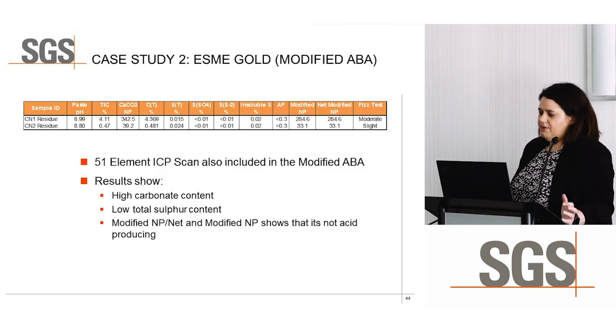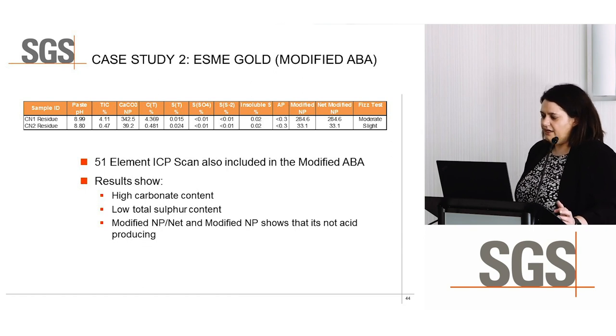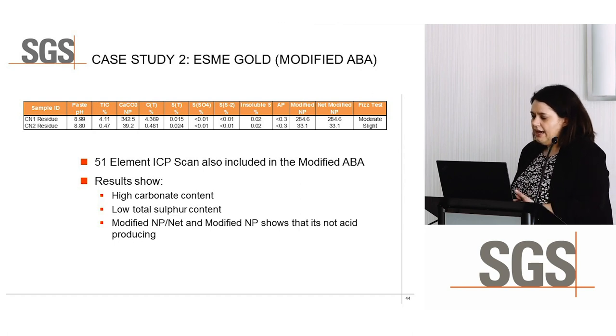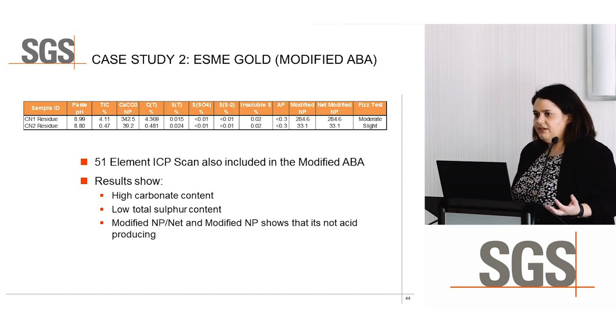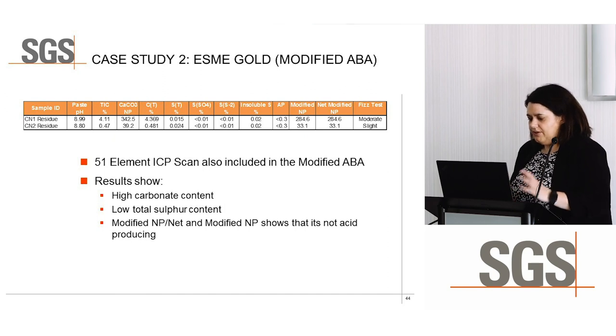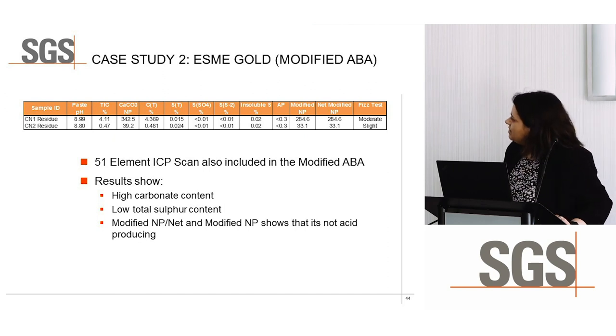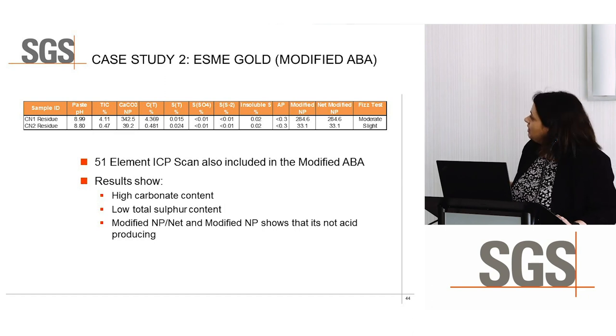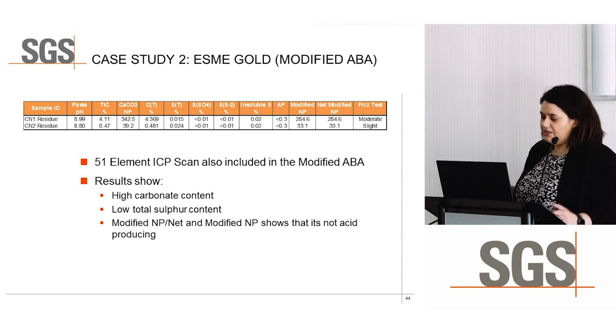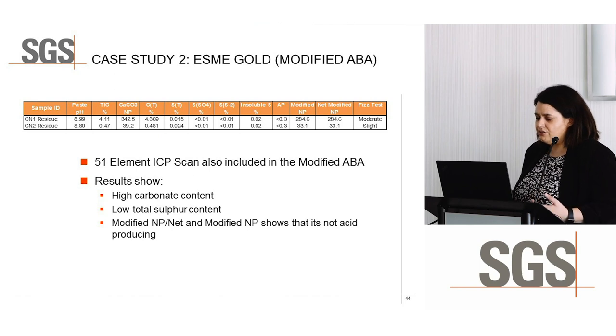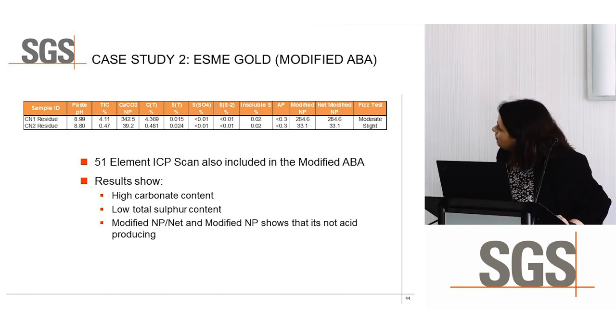We also did the modified ABA. So here we looked at the tailings, or basically the leach residues, and we did all the modified ABA testing in terms of paste pH, total inorganic carbon, carbonate carbon, and so forth. And we also did a 51 element ICP scan. And what it showed, you want to look at these two numbers here, the modified MP and the net MP. Because of the high carbonate content and the low total sulfur content, the actual total sulfur is pretty low.